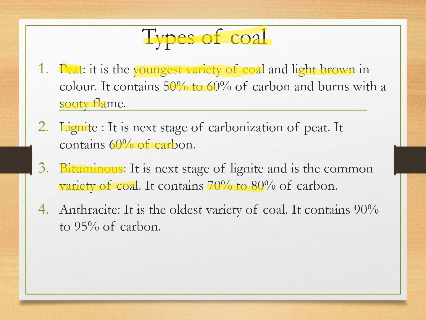Next is anthracite. Anthracite is one of the oldest varieties of coal. It has been buried for thousands of years before you get that coal. That means it is one of the oldest coals, so it contains the highest amount of carbon.